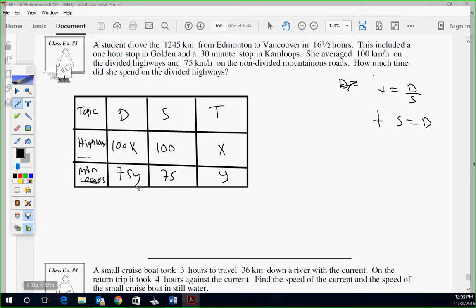This here: time equals distance over speed. And then what I said was, how do you get distance by itself? You times the speed over. So time times speed equals distance, and that's how we got these two for distance.